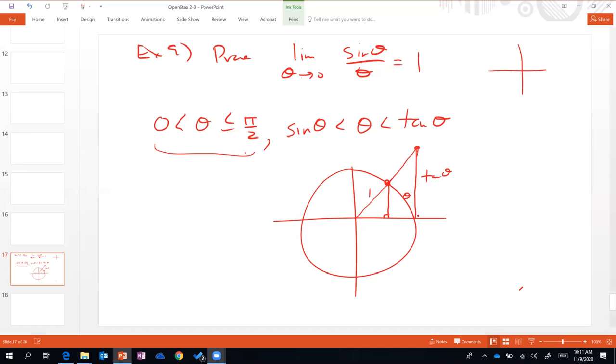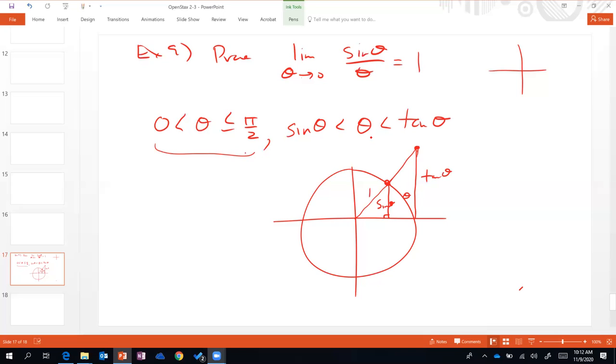Where's sine theta? That's the center triangle right there, because sine theta is the opposite side over hypotenuse, which is still 1. Therefore, it's just the opposite side. That is so cool. So I think I've got it squeezed in. But sine theta is right here. I want sine theta to be in the middle, don't I?